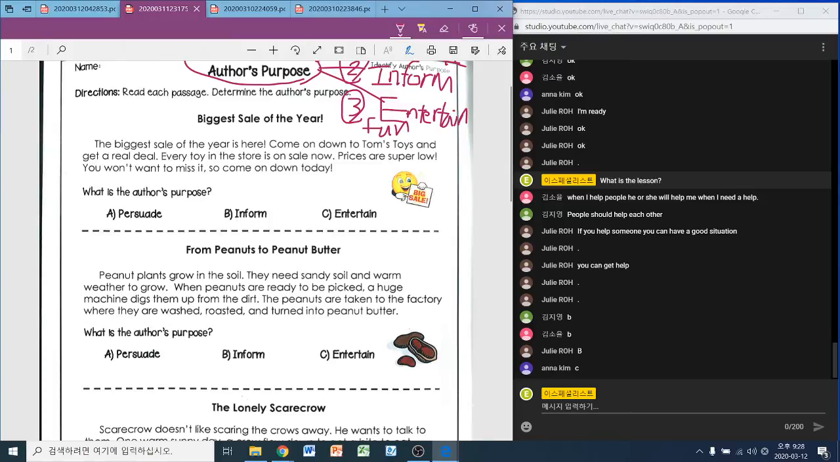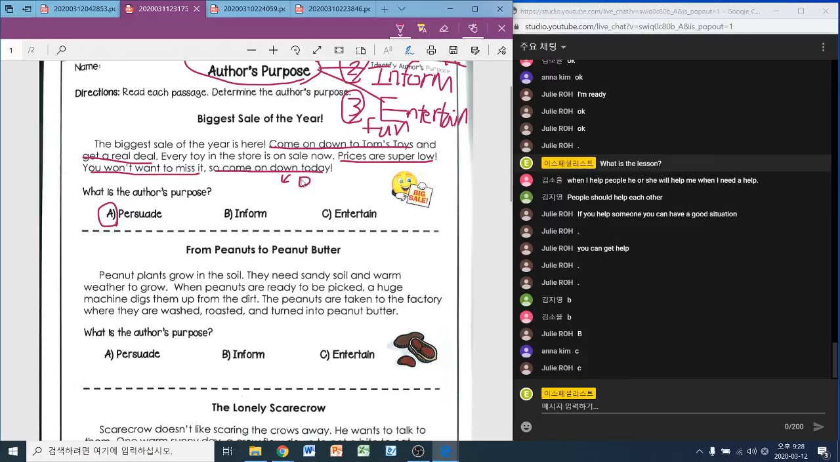Actually, beep, wrong, sorry. The answer is A, persuade, opinion, understand? Look at this writing. The writing says, come on down to Tom's Toy and get a real deal, okay? The writer says, prices are super low, okay? You won't want to miss it. So come on down today. Come on down today is kind of, you won't want to miss it. It's kind of opinion, strong opinion.